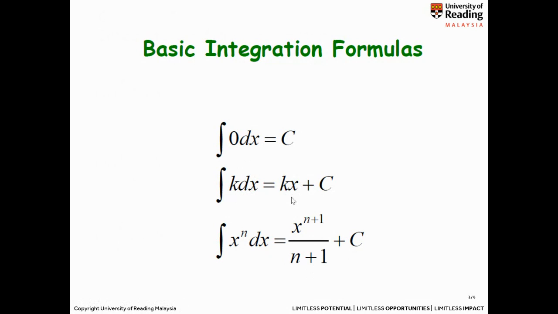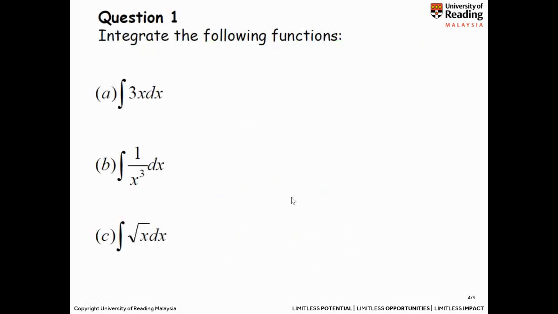Now we shall look at some examples. For 1a, you want to integrate 3x. In the integration here, x has no power, but you know very well that this is power 1. So when you integrate, you shall get 3x squared over 2. Power 1 plus 1 will give you 2. Then you divide by the new power, and not forgetting to add a plus c.